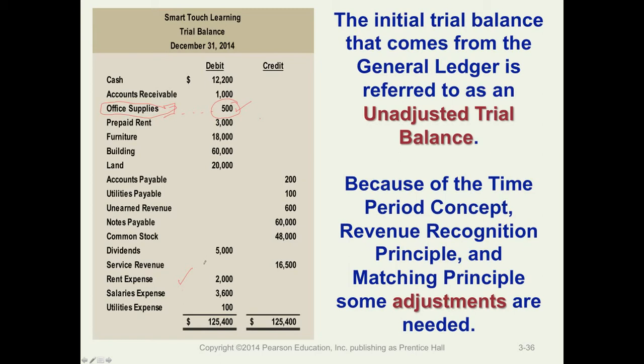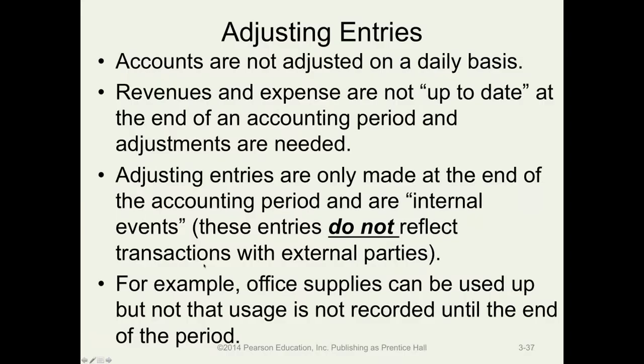There are some key points we need to discuss regarding adjusting entries. First, as I mentioned, it's very impractical to adjust accounts such as office supplies on a daily basis. Every time someone goes into the supply room, gets a pen, gets a pack of copy paper, or a toner cartridge for a copy machine, it's not going to be recorded at that point. So revenues and expenses are technically not up to date at the end of the accounting period. And of course, adjusting entries are only made at the end of the period.